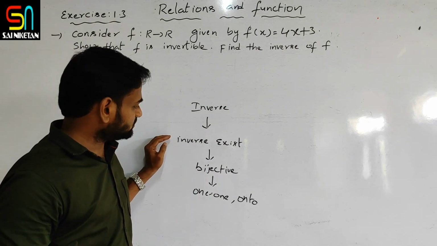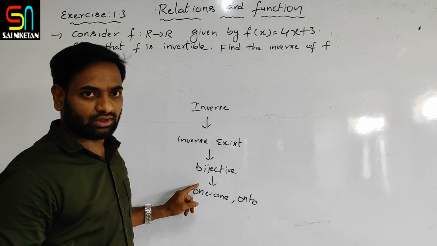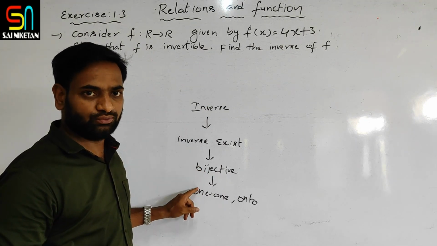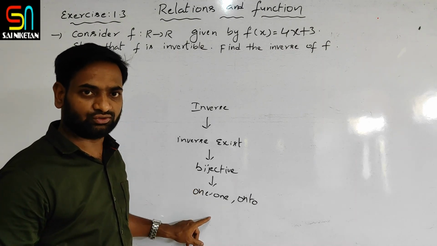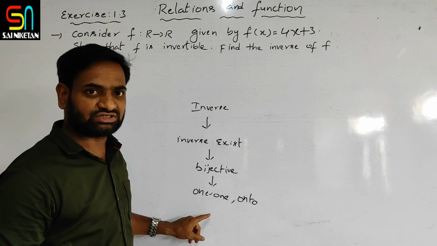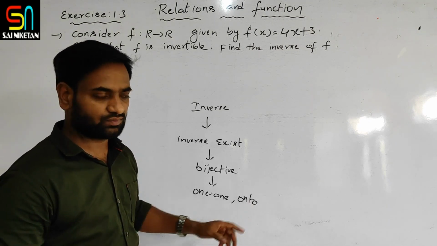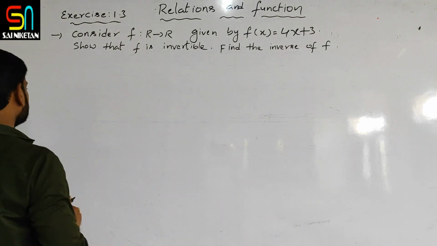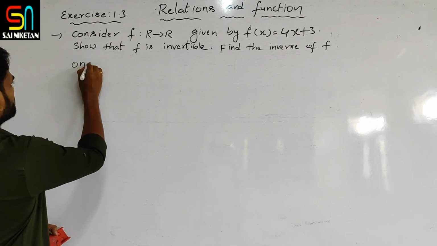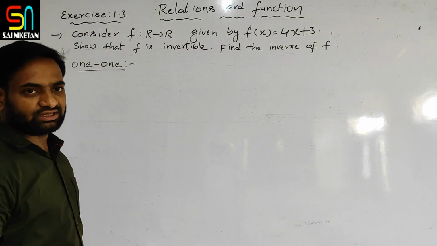How to check that? That function must be bijective, that is, the function must be both 1-1 and onto. That's why first I am checking the 1-1 condition, next I am checking the onto condition. One. What is the 1-1 condition?